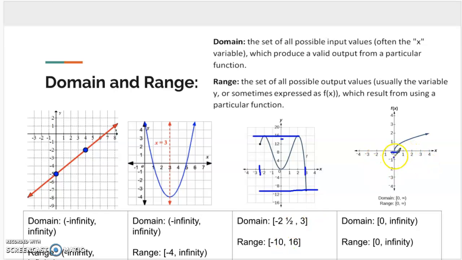Notice here, I can start at 0 and go up, so it's 0 through infinity, but also I can start at 0 and go to the right, which is all my positive numbers as well. So that's how we're going to state our domain and our range, is all of my x values and all of my y values.